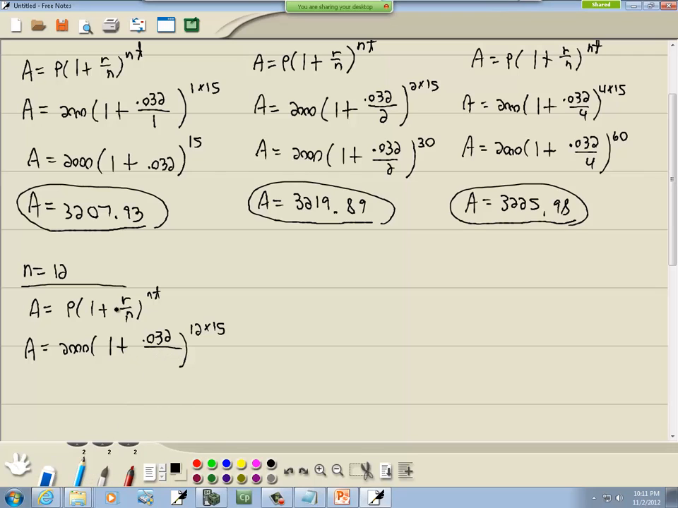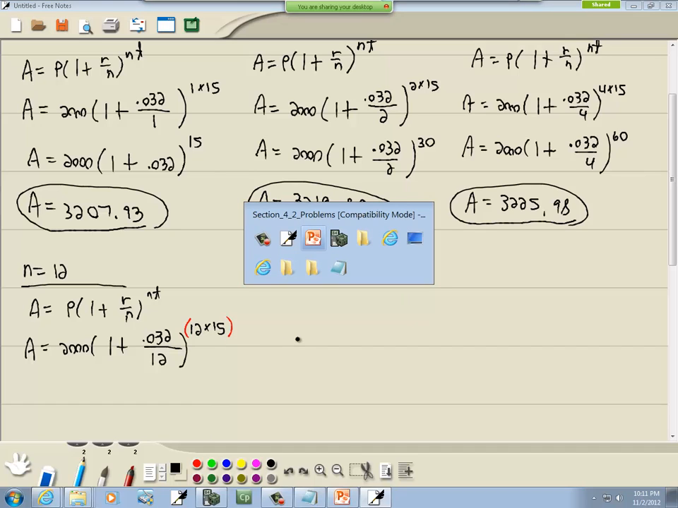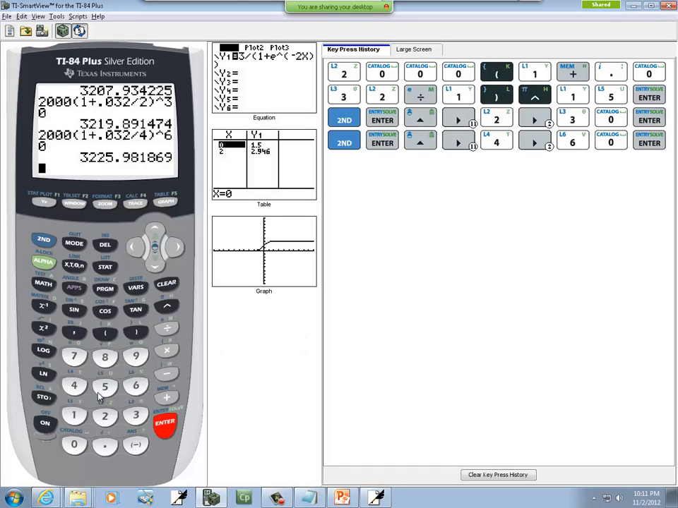Divide by N, which was 12. There we go. Now when I plug this in, if I don't do this separately, I have to put parentheses around it when I plug in my calculator. Whenever you have more than a single number or a single variable in your exponent, you have to put parentheses around it. So let me type this in.